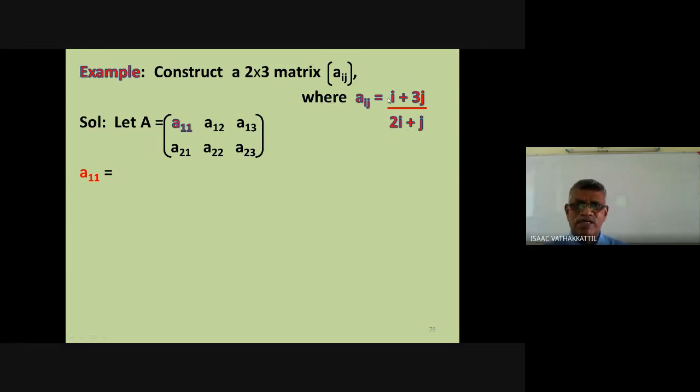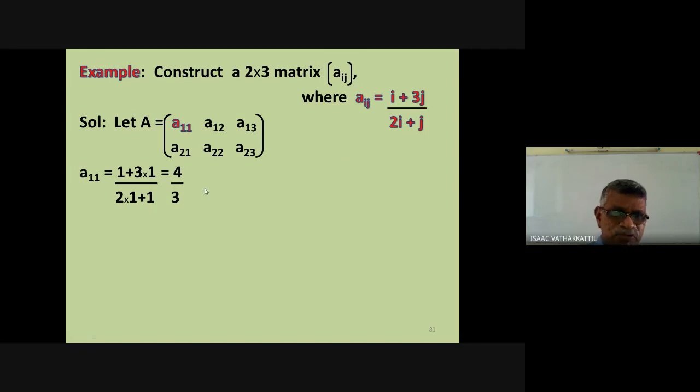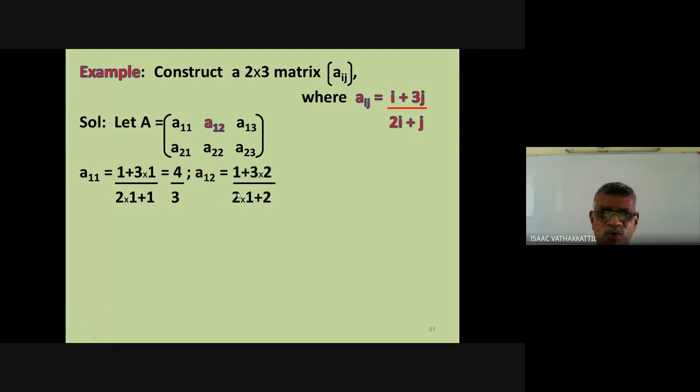A11: you have to calculate according to this given formula. Instead of i put 1, instead of j put 1. So (1 + 3 into 1)/(2 into 1 + 1). You calculate 1 plus 3, 4. 4 by 2 plus 1, 3. 4 by 3. So A11 is 4/3. Let us calculate all the elements. Now go for A12. You can even calculate before I bring it out. (1 + 3 into 2)/(2 into 1 + 2). 1 plus 6, 7 by 4. So A12 is 7/4.